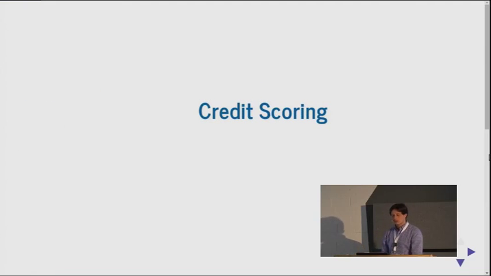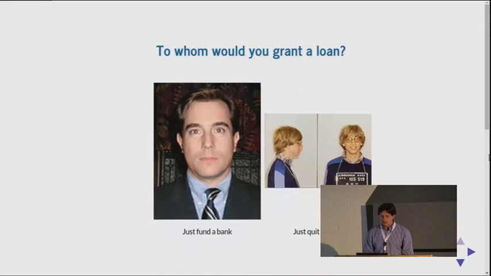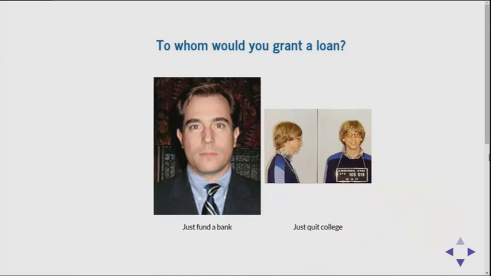Okay, so credit scoring. Let's start in a different way. Let's suppose that you are a bank and you are going to issue a loan. And you have these two guys that arrive. The first guy just founded an investment bank, and the other one just quit college. To whom will you give the loan? To the banker? I think that's a no-brainer. This is the problem of giving this slide to this audience. I assume everyone will give the loan to the guy that quit college, right?